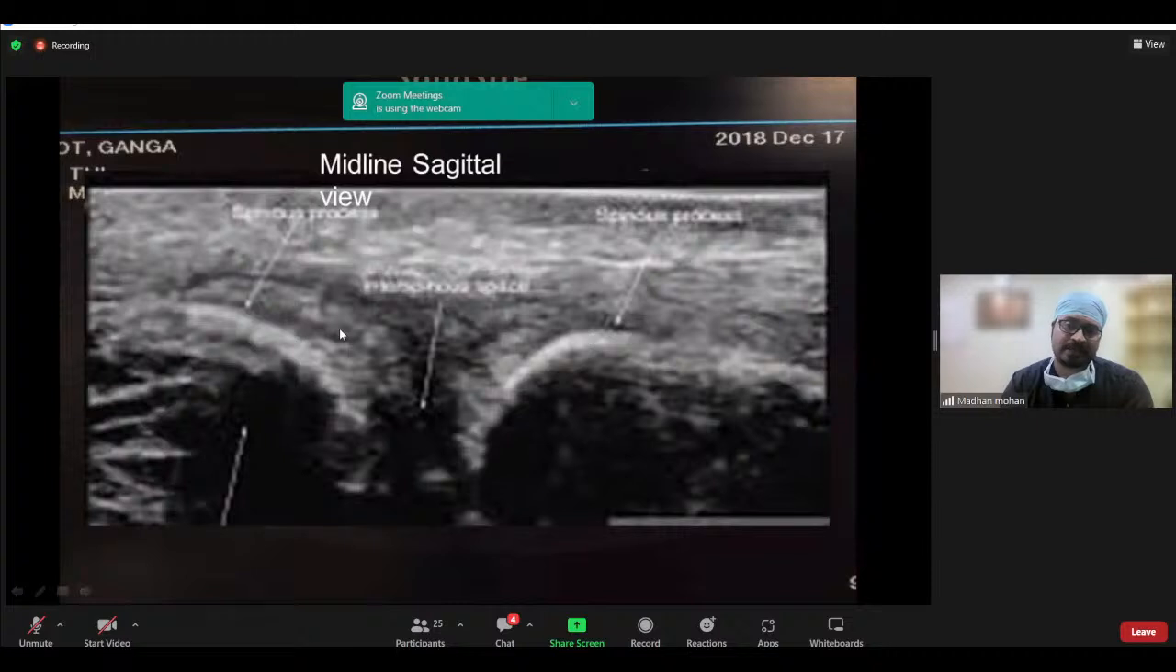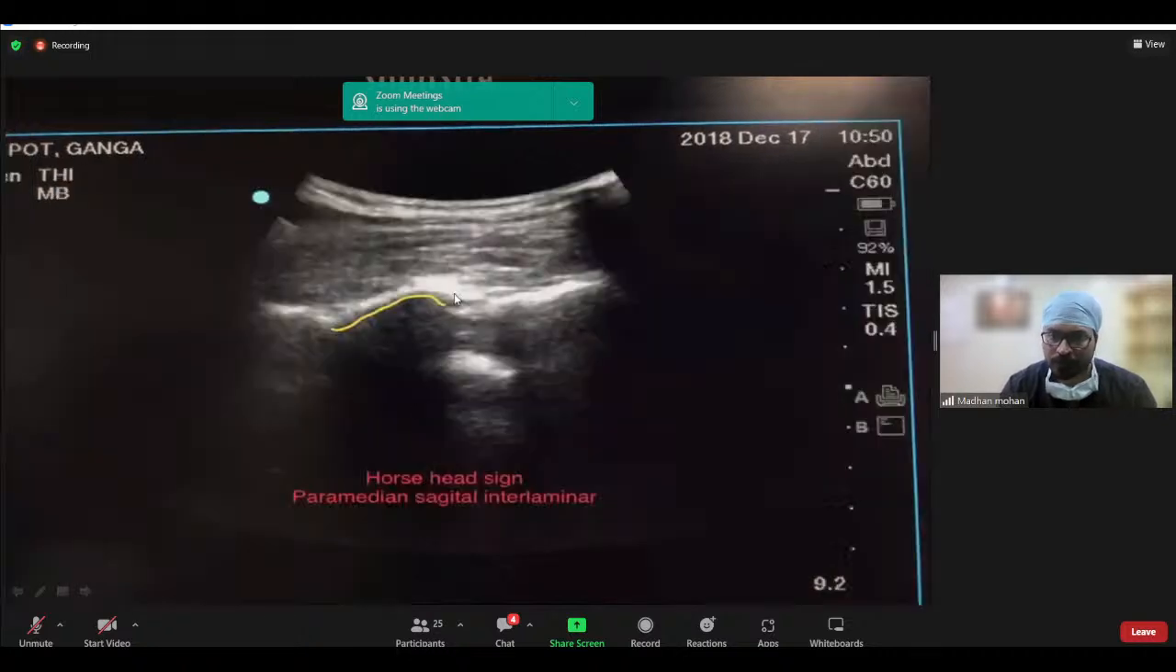Coming to the midline sagittal view, when you put the probe exactly over the midline, you are going to encounter the spinous process. The spinous process will appear like this. This is a zoomed picture, so it's a little blurred. In between the spinous processes will be the interspinous space. If you move the probe from the midline laterally, you are going to encounter the lamina.